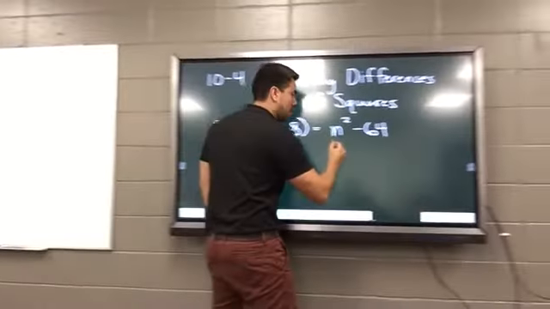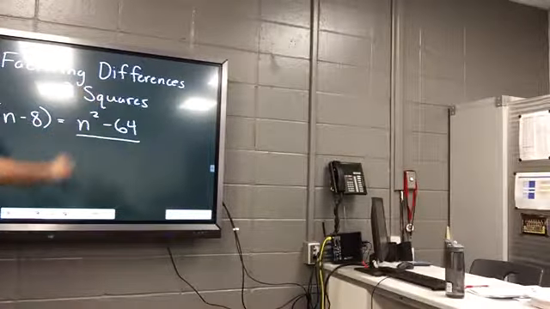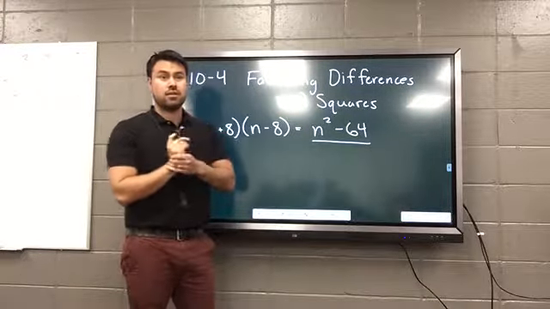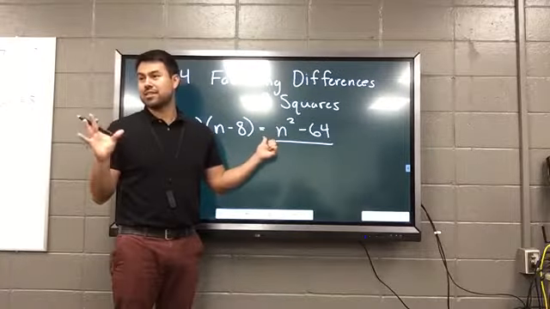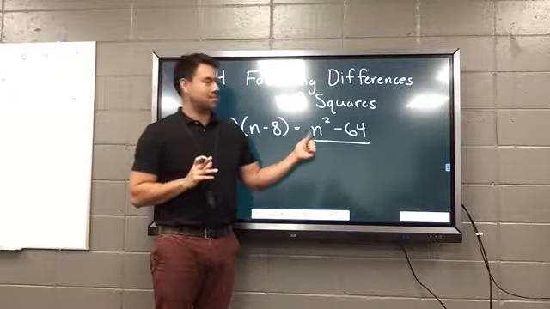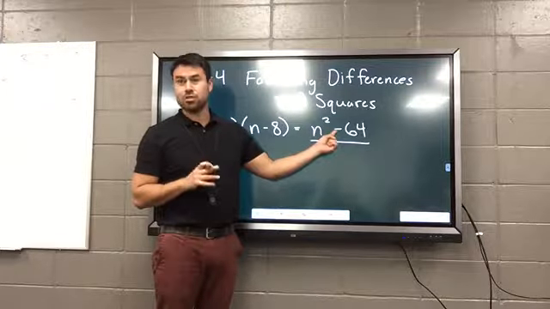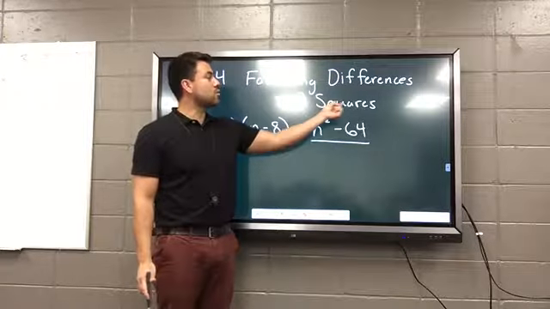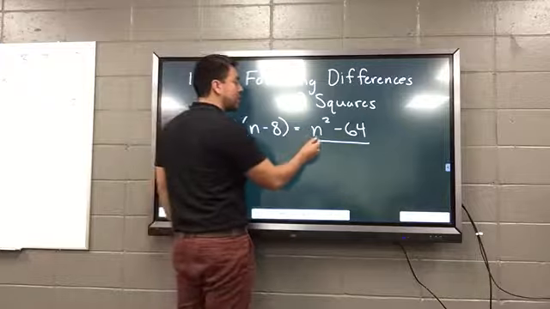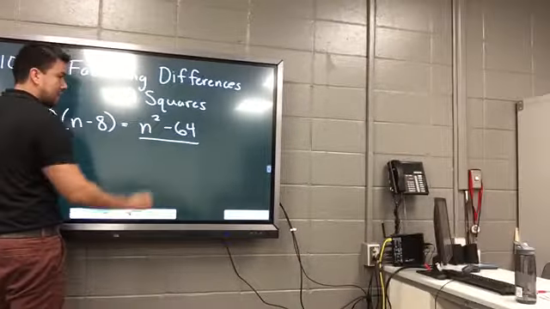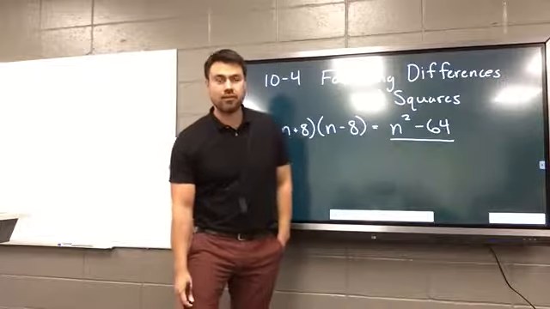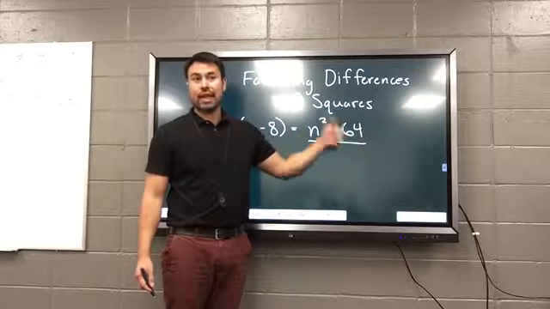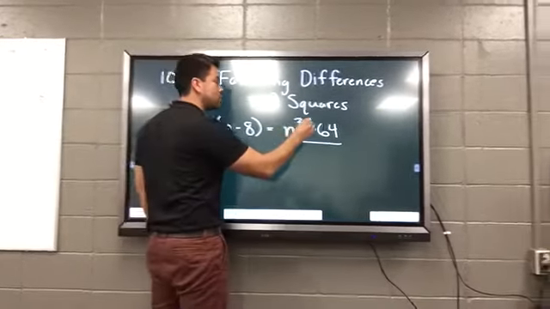This is called a difference of squares. Why is it called that? The reason is kind of deep, so pay attention. There's a difference, which means there's a subtraction going on, and then the word squares. What number times itself gives me n squared? N. What number times itself gets me 64? 8. So these two numbers are squares.